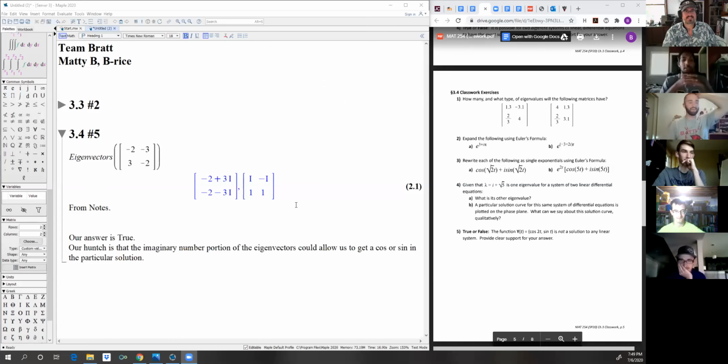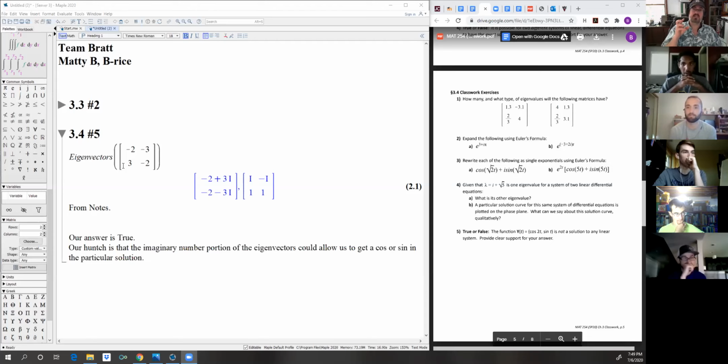So basically, we kind of used page 47 from 3.4, I believe. You were kind of confused, but I think our hunch would be that when we get an imaginary number in our eigenvector, we could get a cosine or sine as a particular solution. Not super confident, and I couldn't explain why. But it's just a pattern we saw, I suppose.